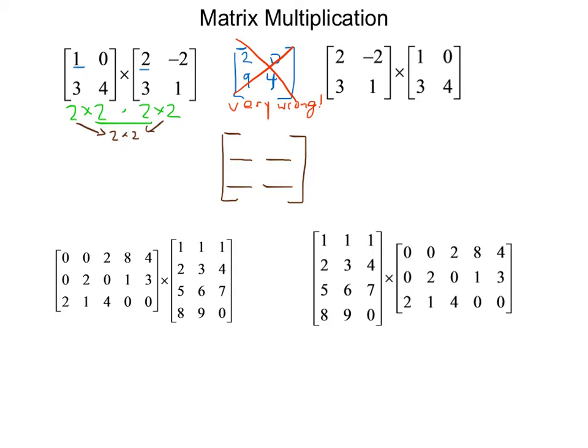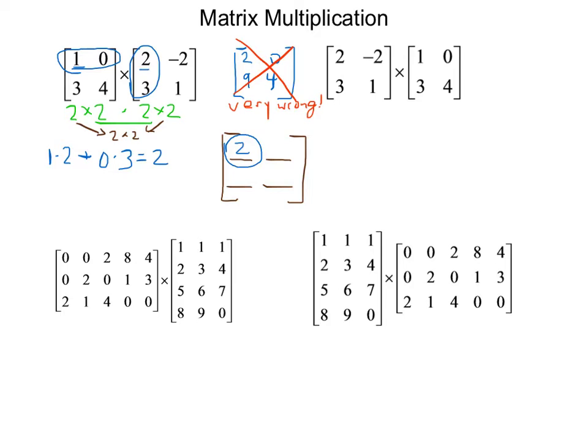First thing, this top position here is row 1, column 1, and it's built from the first matrix, row 1, and the second matrix, column 1. And I'm going to go across the row and down the column, pairing things up. The 1 gets multiplied by the 2, and then I add 0 times 3. I get 2, and that is this entry up here.